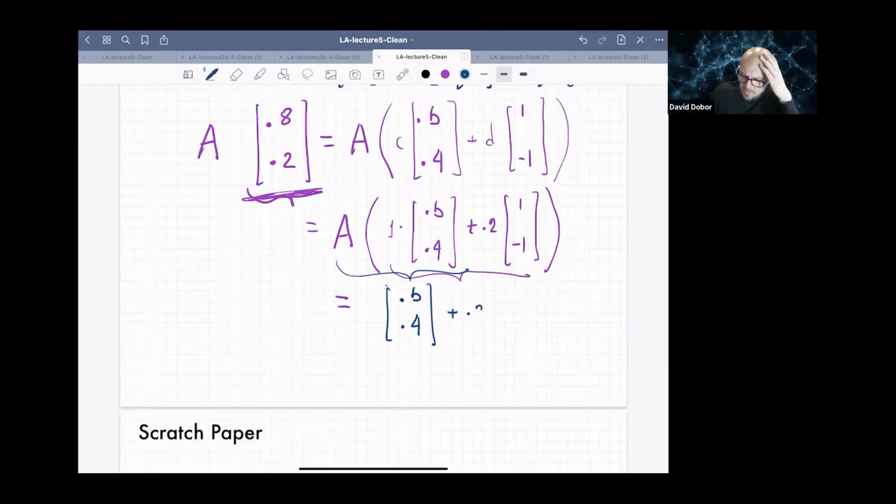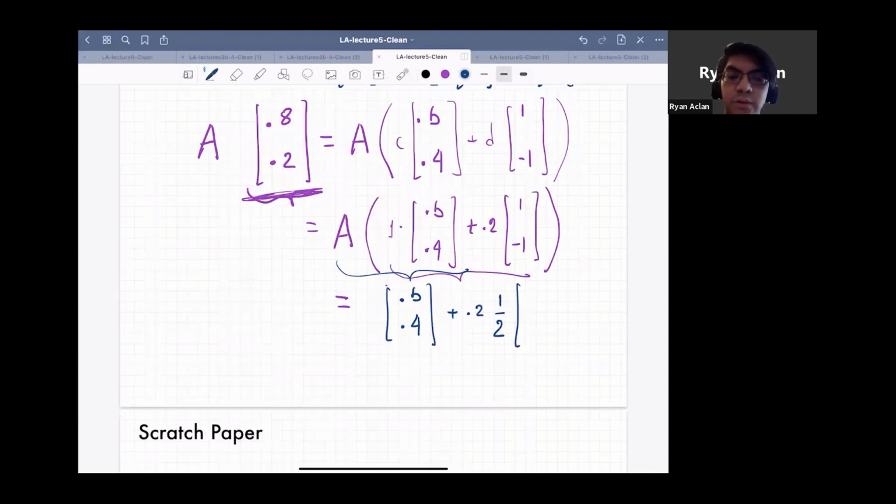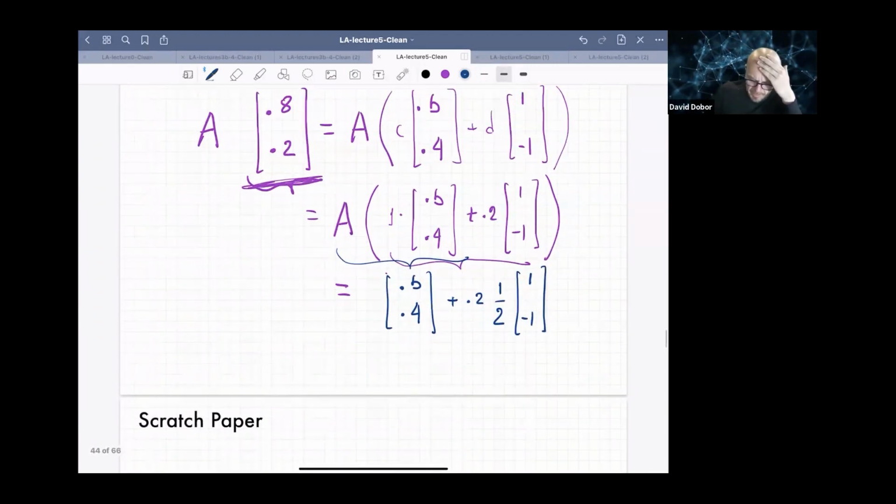And here, what's going to come out on this side? You would get 0.2 times 1/2. Okay, why did I write it down this way? Because now I'll be asking you what A to the 10th power applied to 0.8, 0.2 is.